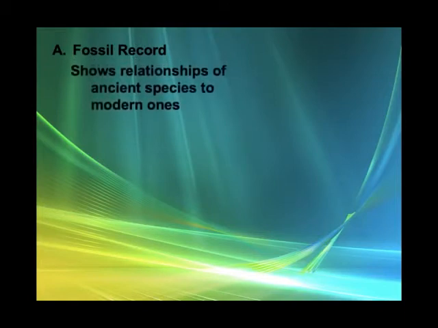So, the first piece of evidence is the fossil record. Everybody knows what a fossil is. It's one of the favorite things that elementary teachers love to teach about. A fossil is just some remains of an organism that was previously on this earth, usually embedded in some sort of hard rock. The fossil record shows relationships of ancient species to modern ones.